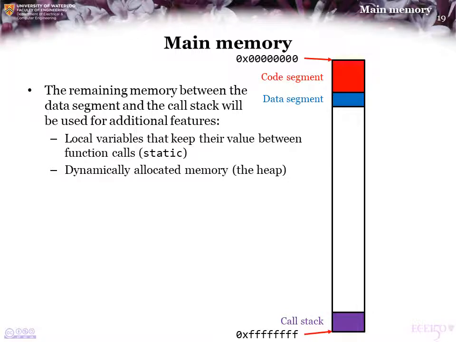Now, between the end of the data segment and the start of the call stack, there's a lot of remaining additional available memory. This can be used for other features that we haven't discussed yet. So for example, local variables that keep their value between function calls, and in C++ these are called static local variables. As well, we may have dynamically allocated memory, and that will also be allocated from this space between the data segment and the top of the call stack.